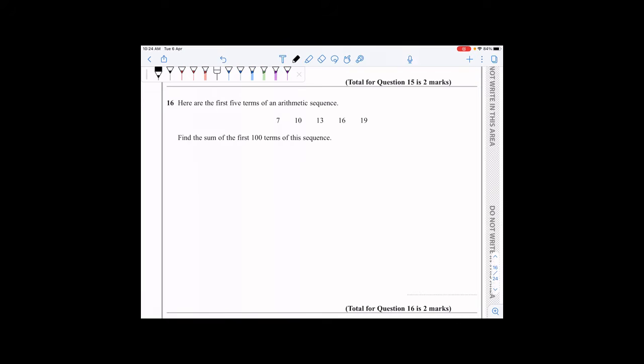In 16, we're being given the first 5 terms of an arithmetic sequence. Just by looking at the numbers, I know that the first term is 7 and the common difference is 3. We need to find the sum of the first 100 terms here. The Sn formula is actually given in the formula sheet. So S100 will be n over 2 times 2a plus n minus 1 d. I will plug everything into the calculator here and I'm getting a result of 50,550.